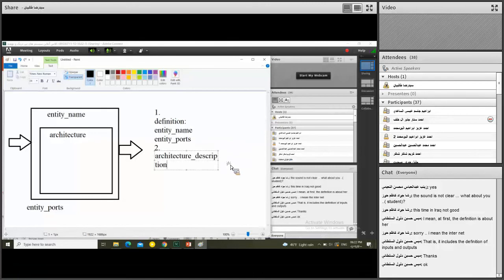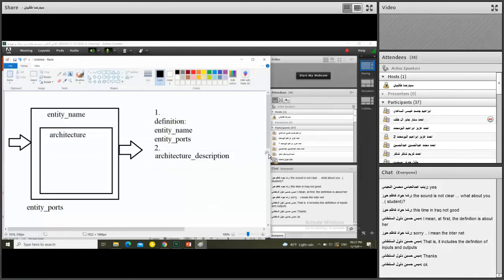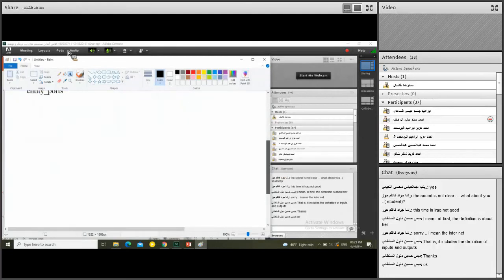Okay, then the first step is definition of entity, or entity definition, and the second step is about the architecture description. Now we want to speak about these main steps, and we start with the first step, entity definition. How can we define an entity, or how can we define the digital system? We can start with a simple example.